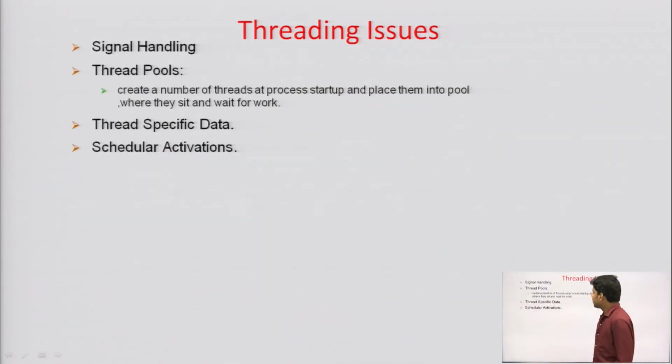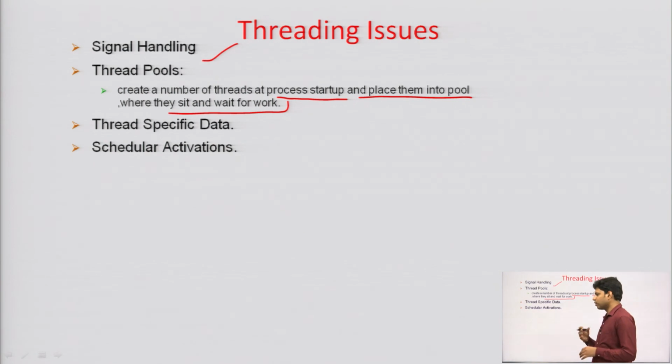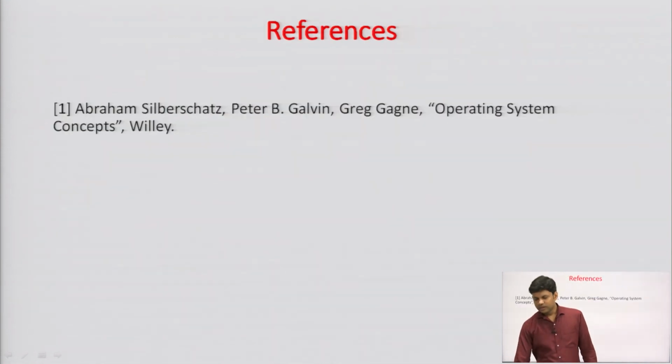Now there are some extra threading issues like signal handling and thread pools. What are thread pools? They create a number of threads at process startup and place them into a pool where they sit and wait for work. When I was discussing the one-to-one model, creating all n number of threads was a problem. Thread pools can help to resolve that problem. Then there are thread specific data and scheduler activations. These are some of the issues. Thank you for this lecture.